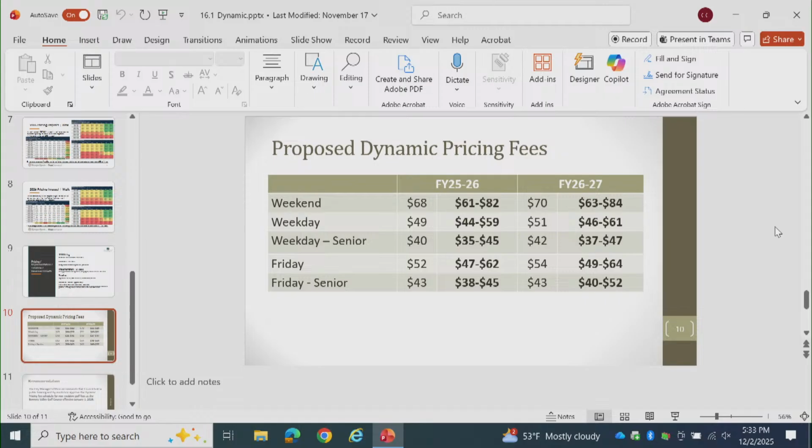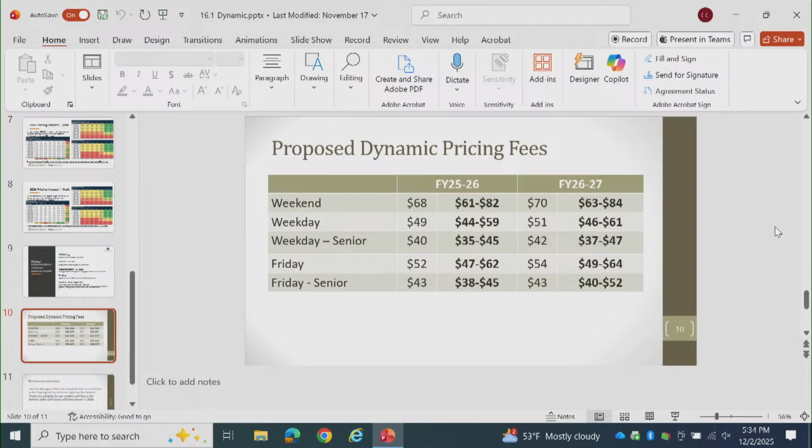When you've got 5 different non-resident fees currently in play, you have weekend and weekday, weekday senior, Friday and Friday senior. The number on the left is the current flat rate. The number on the right is the variable pricing that could be utilized. That would be the range with which the Kemper Sports system would identify where they would place the rate or the fee for that day, for that round. That's the range that you would see.